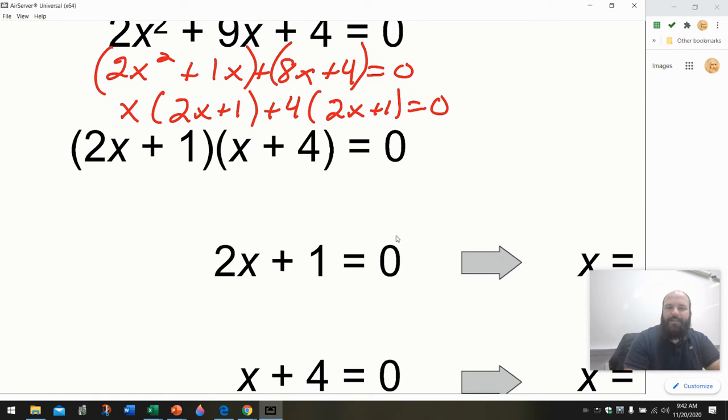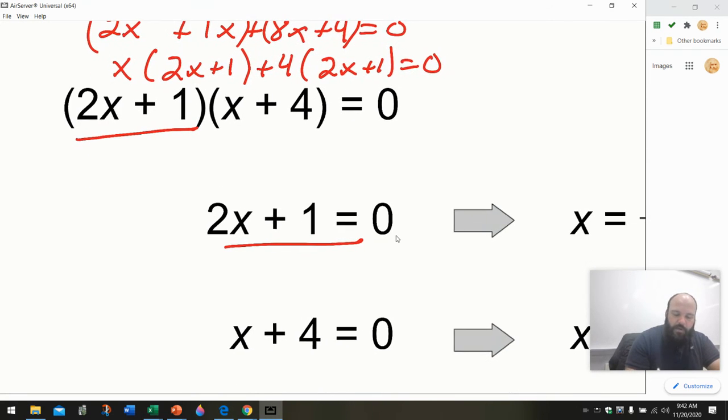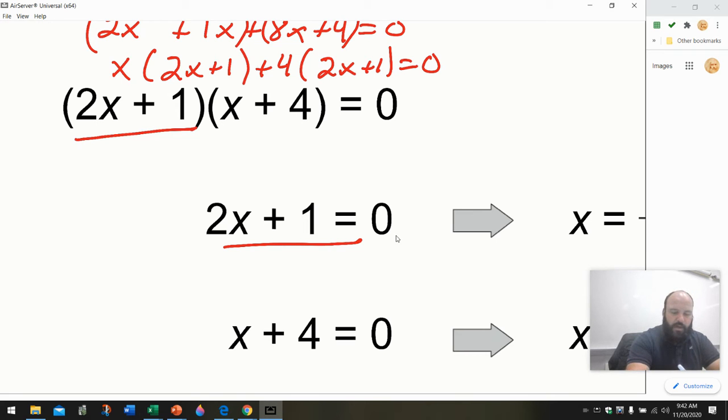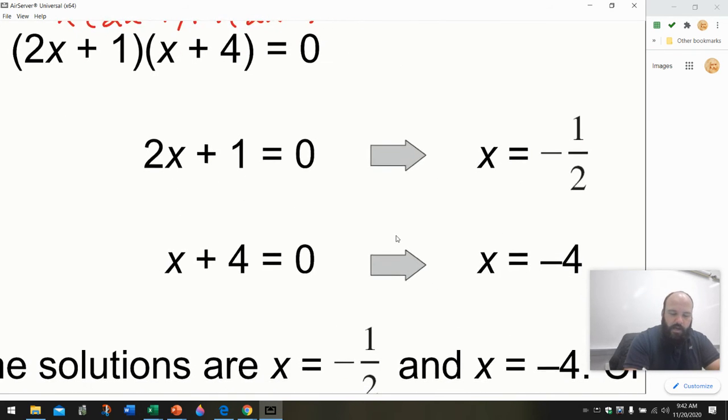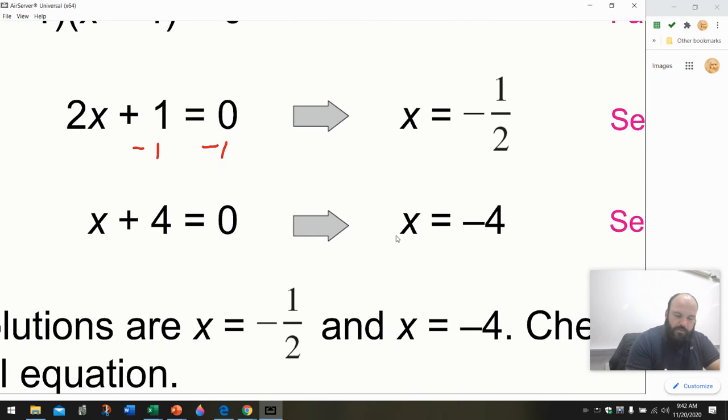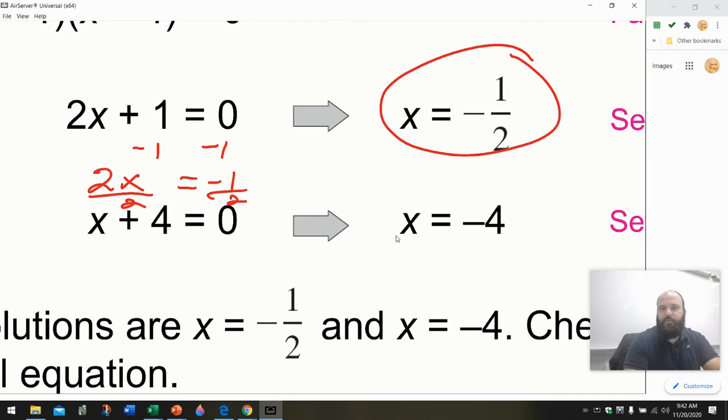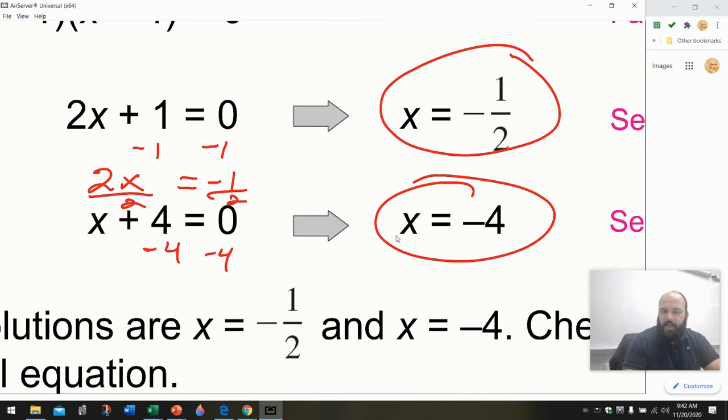The zero product property tells us that if you have something times something else and it equals 0, that one or the other or both have to be 0. So we're going to simply set 2x plus 1 equal to 0, and then we're going to set x plus 4 equal to 0. And we are going to proceed to solve those. This particular one, we would subtract 1 from both sides. We would get 2x equals -1. And then once we divide both sides by 2, you can see x is -1/2. This second part, you would subtract 4 from both sides, and you would end up with x equals -4.